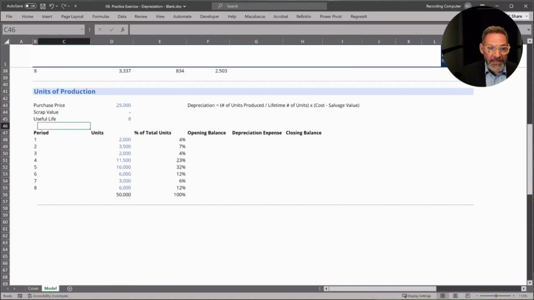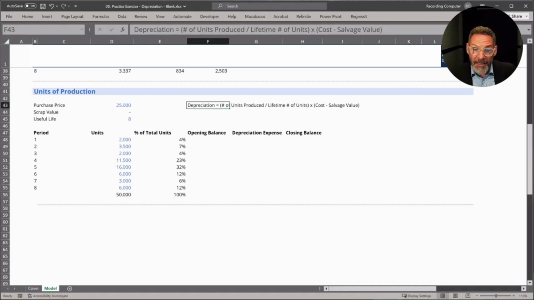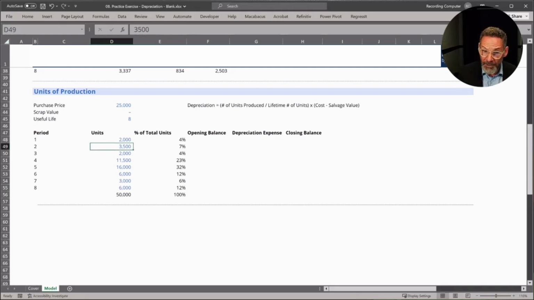Okay, so again, same type of basic information. Purchase price is the same, scrap value is the same, and useful life is the same. Our formula is here. Let's fill this in. And the way we are spreading this expense is basically on how the equipment is going to be used in production. So what we're saying is there is going to be 50,000 of units produced over 8 years, and we expect 2,000 units to be produced in year 1 or period 1, 3,500 in period 2, and so on.